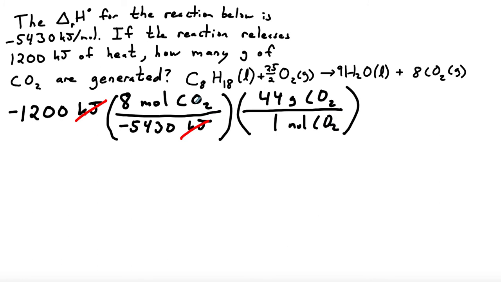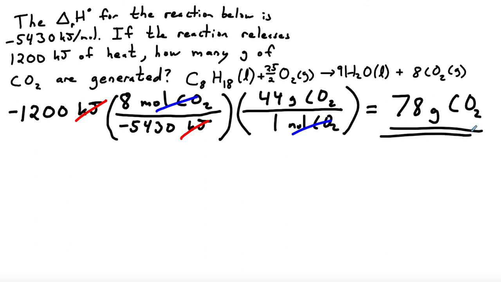So we can cancel that. And now we've got grams of CO2. So now it's just a matter of finding the final answer. So that'll give us 78 grams of carbon dioxide. And when you do a problem like this, it's good not just to check the units, but then also to go and say, does this actually make sense?